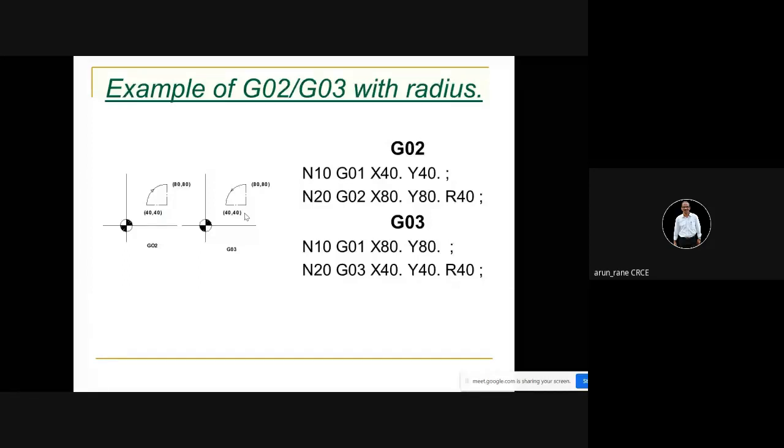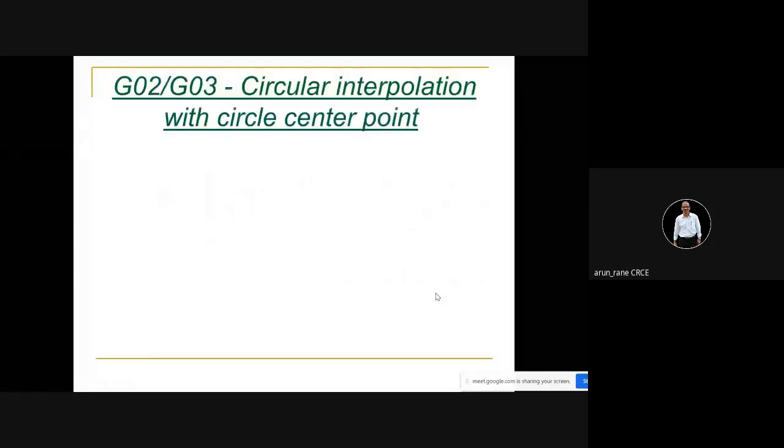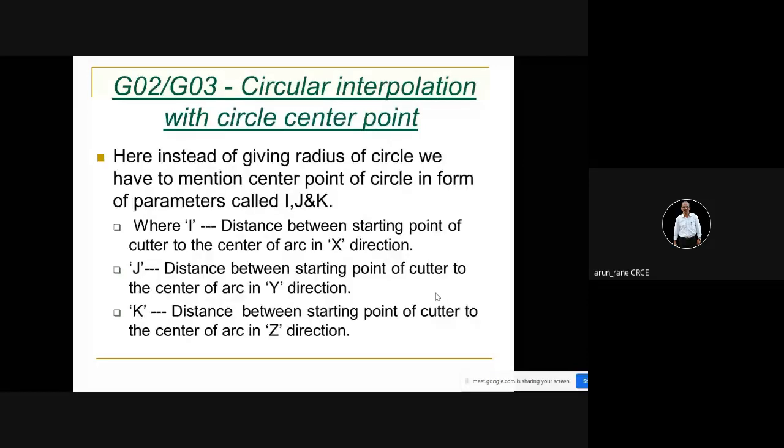And when there is a provision of radius programming, why go for center programming? This is what I was telling: the circle center point can be given by I, J, and K, where I is the distance between the start point of the cutter to the center of the arc in X direction, J is the distance in Y direction, and K is the distance in Z direction.